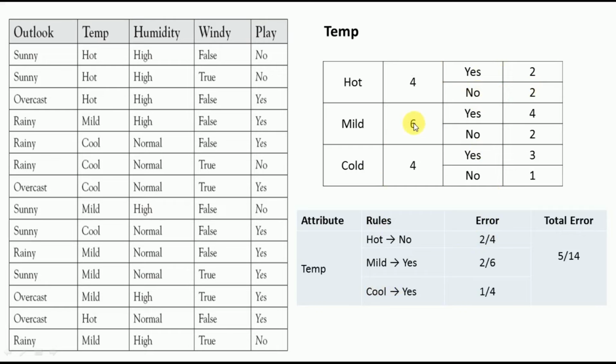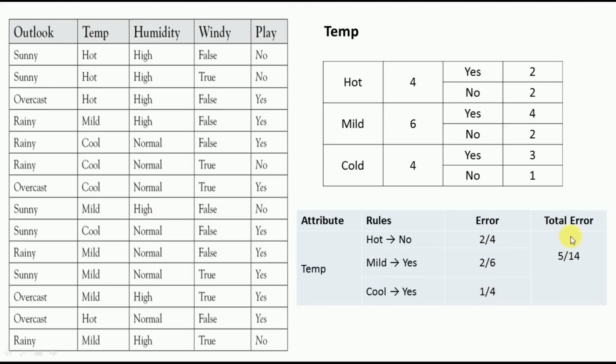When it comes to this example, we have 6 examples. Out of that, 4 are yes and 2 are no. So definitely I need to make a rule like mild is equivalent to yes, because I will get 4 correct decisions and 2 incorrect decisions, and the error should be 2 by 6. So that is what has been written here. Now coming back to cool or cold, it should be written as yes, because I will get 3 correct decisions and 1 incorrect decision here. So cool is equivalent to yes. So 1 incorrect decision, that is 1 by 4.